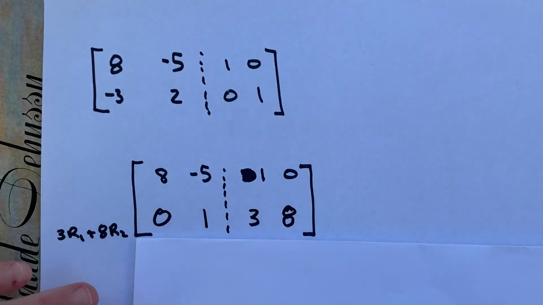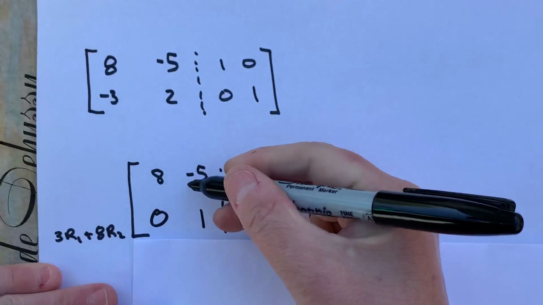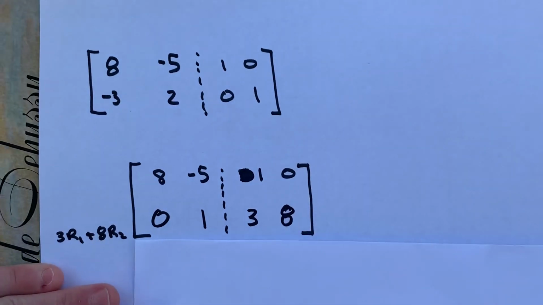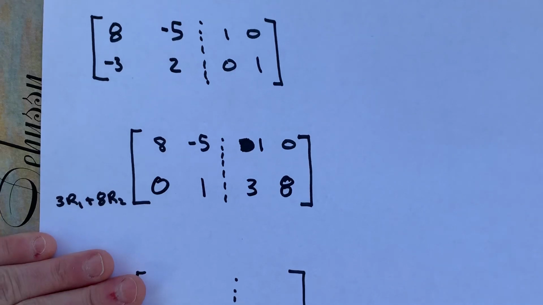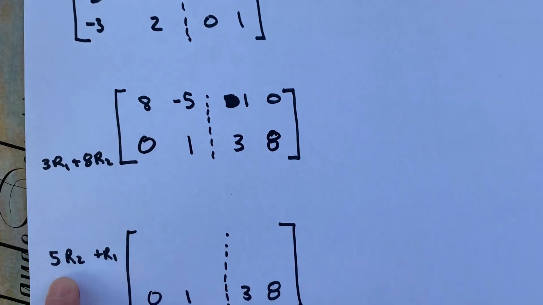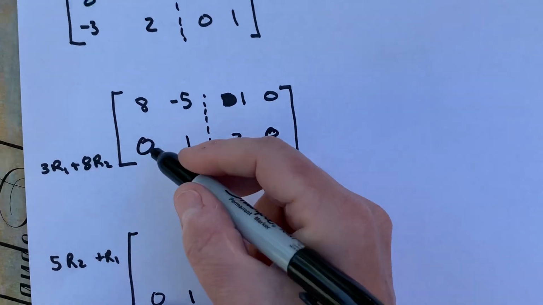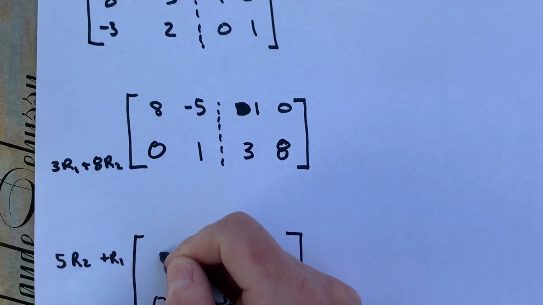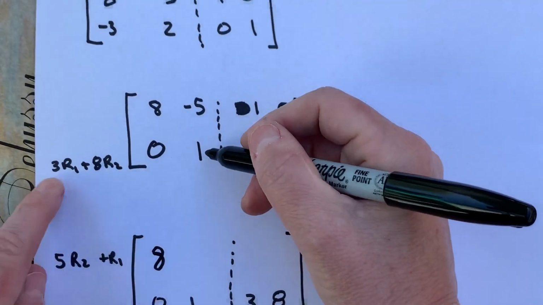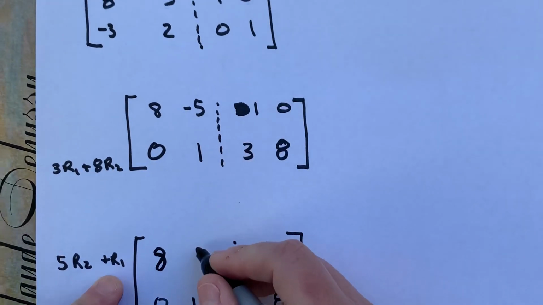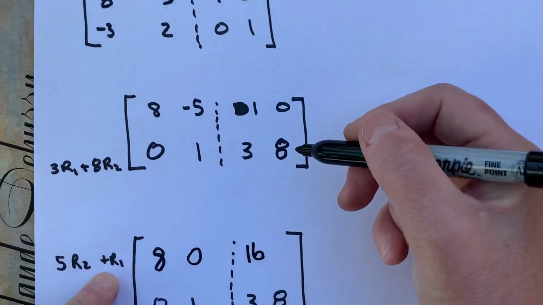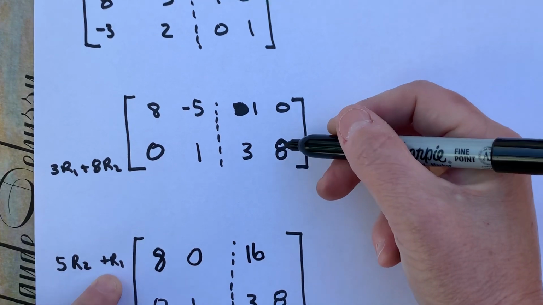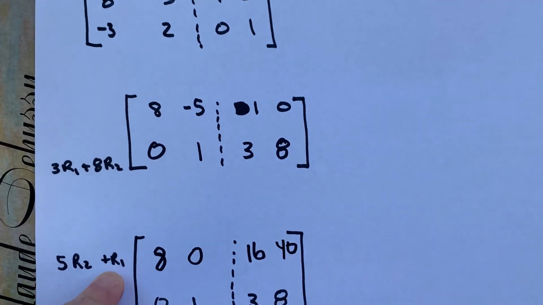Okay, so my next goal is to get this one right here to be a 0. I'm going to do that by multiplying this by 5 and adding it to here. Let's see what happens if I multiply row 2 by 5 and add it to row 1. This is going to be 5 times 0 plus 8, which is just 8. This is going to be 5 times 1 plus negative 5, that's 0. This is going to be 15 plus 1, I think that's 16. And this is going to be 40 plus 0, that's 40.